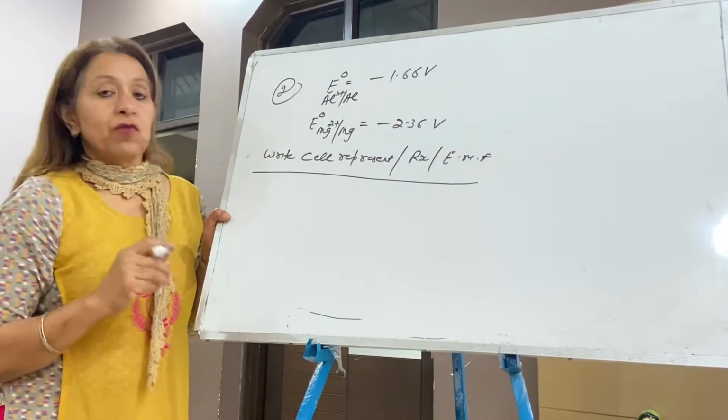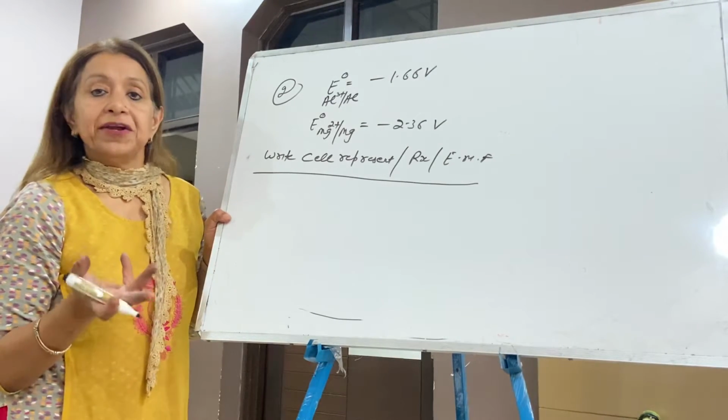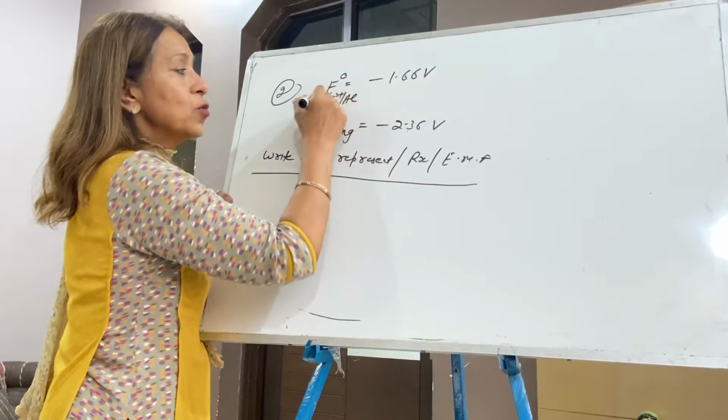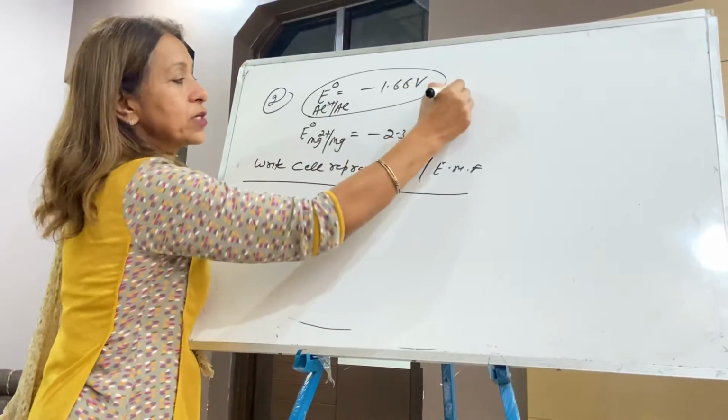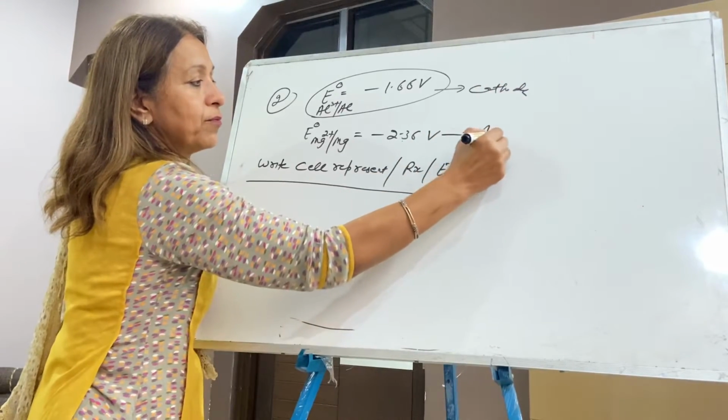Second question. Now what you will do? Again the same. Find which E naught is greater. This is the first step. Whose E naught is greater acts as cathode. This is the cathode and this is the anode.